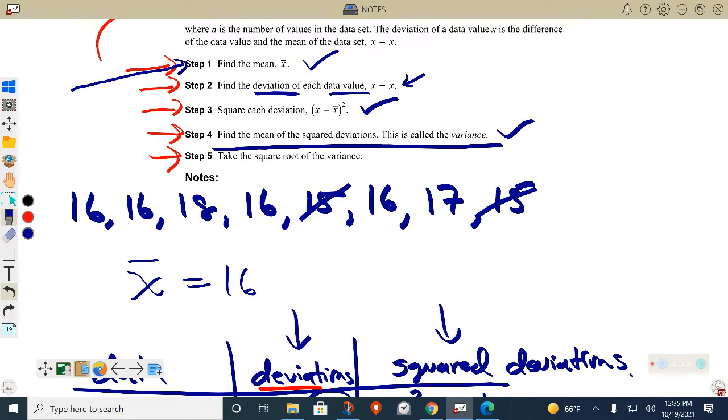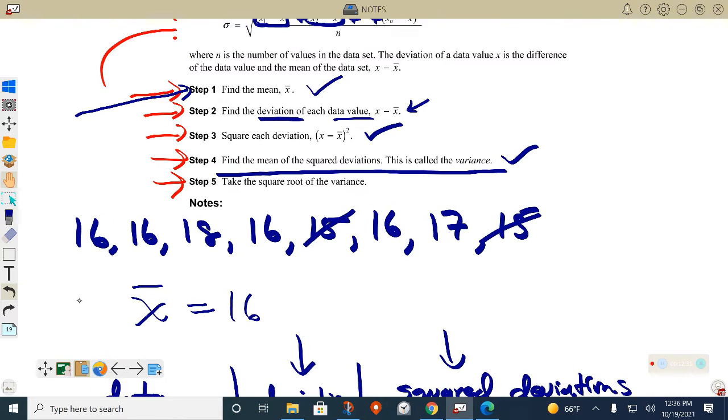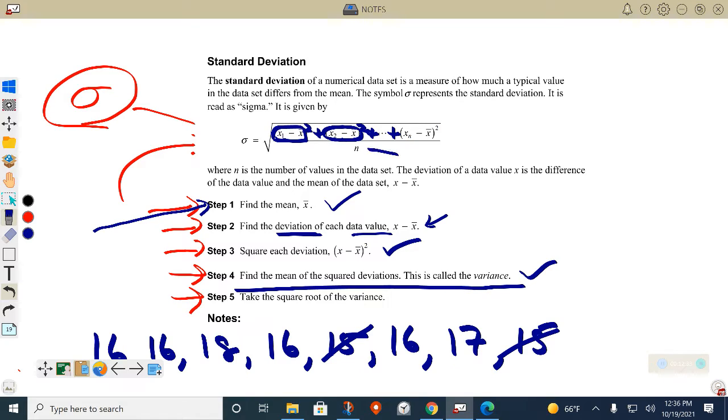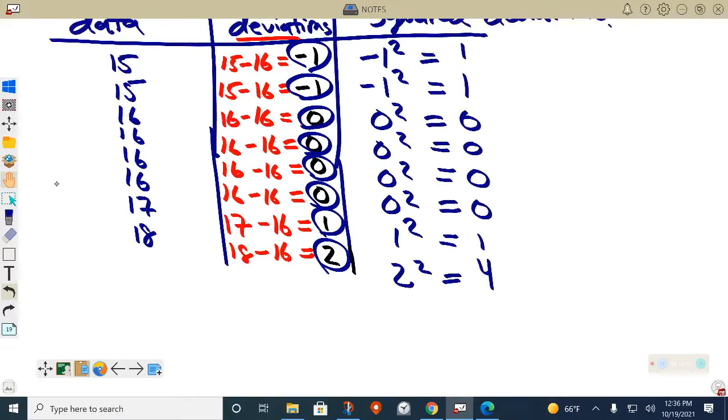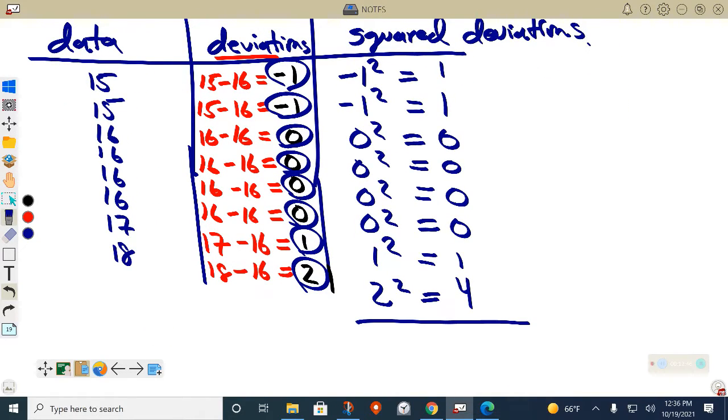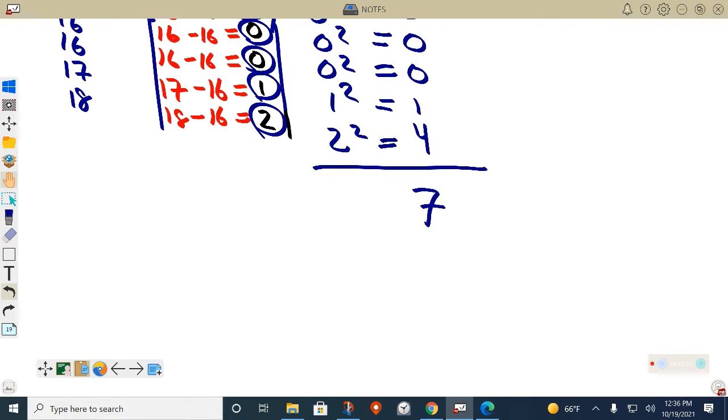We're gonna find the mean of the squared deviation. That means add them up, divide by how many there are. That's why, when we look at the formula, we divide by n. N here means how many data values there are. So we're gonna add them up and divide by n. Not a big deal, guys. Come on. 1 plus 1 is 2, plus 1 is 3, plus 4 is 7. Wow. This is a hard class, Mr. Munguia. That's step 4.